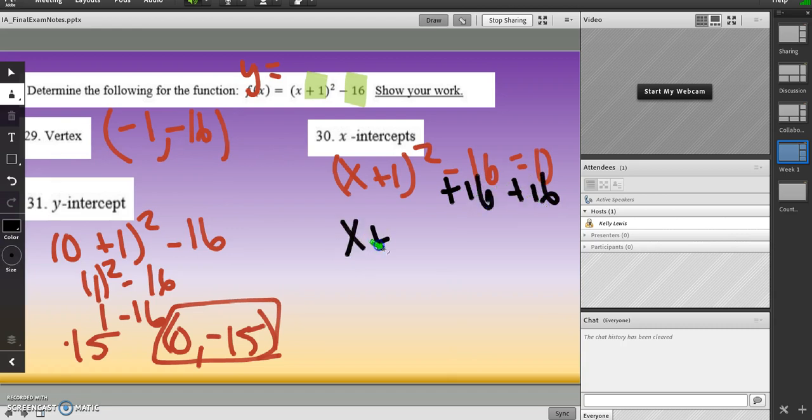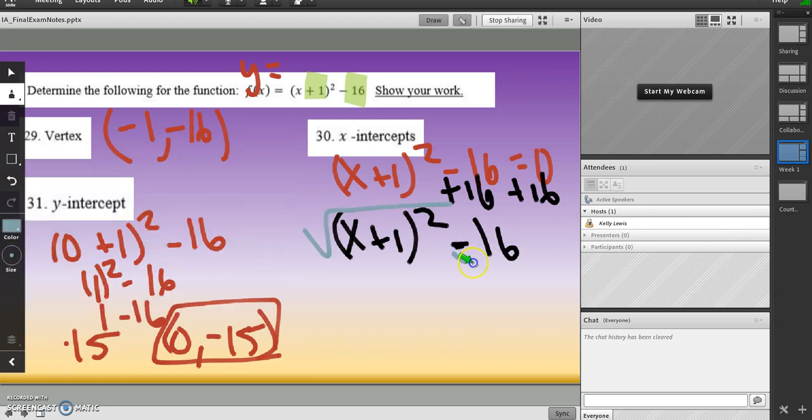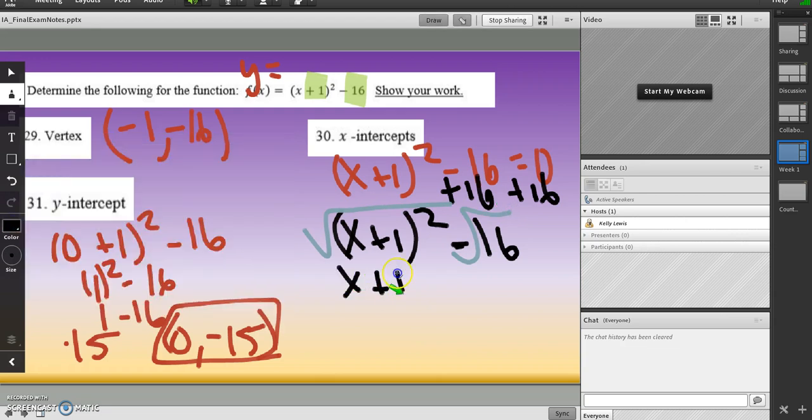So I get (x + 1)² = 16. I need to get rid of that square, so I'm going to take the square root. When I take that square root, the square root of 16 is plus or minus 4. So I have x + 1 = -4, and x + 1 = positive 4.